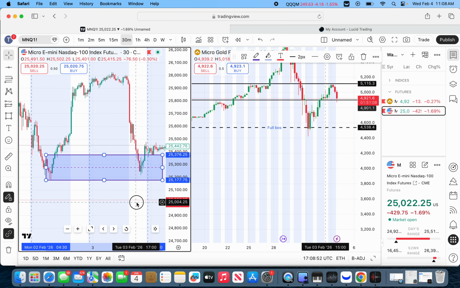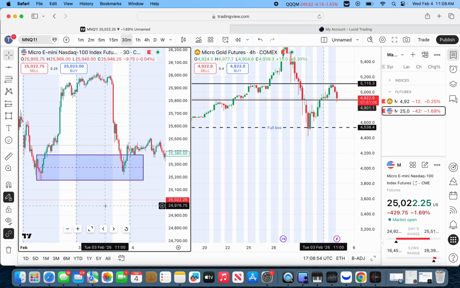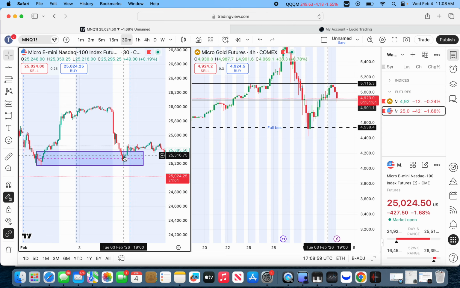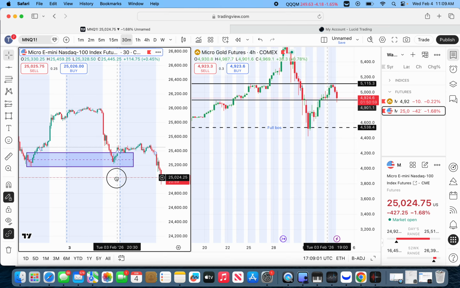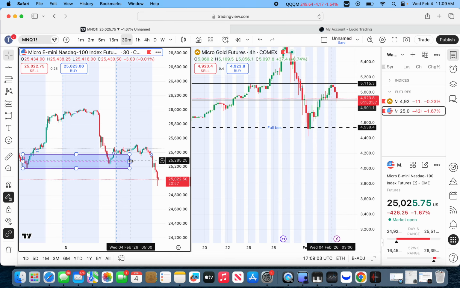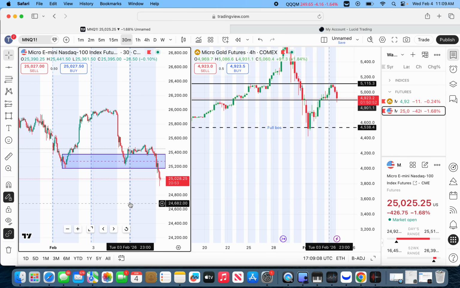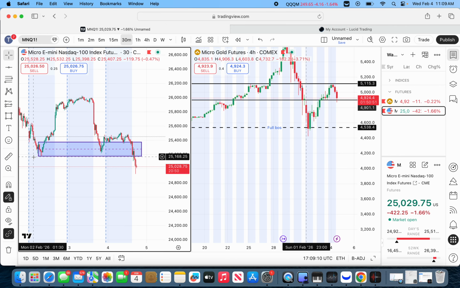You know what I'm saying? You can tell it's reacting off this. But at this level, price came down. Price came down. We didn't really get anything. But boom, price is now coming down below this order block.